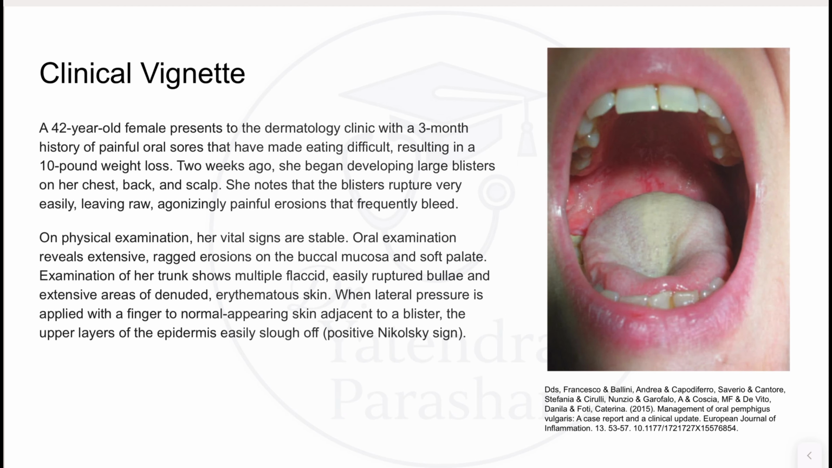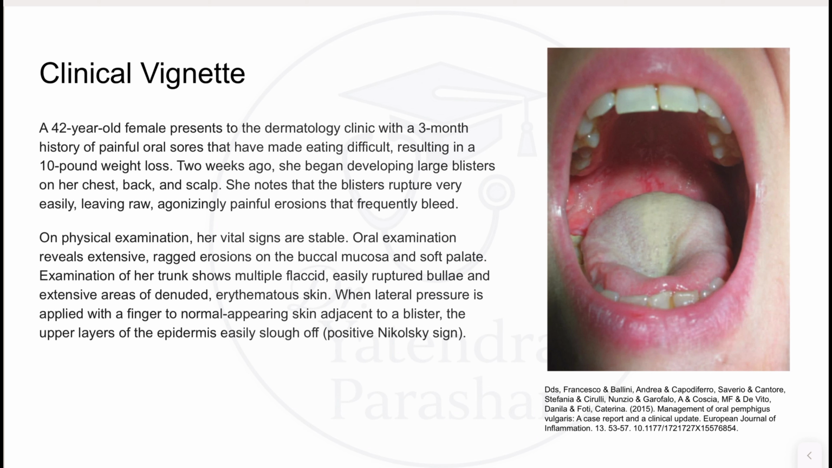On physical examination, her vital signs are stable. Oral examination reveals extensive ragged erosions on the buccal mucosa and soft palate, and white tongue. Examination of her trunk shows multiple flaccid, easily ruptured bullae and extensive areas of denuded erythematous skin.